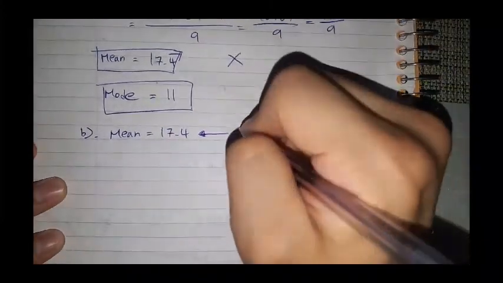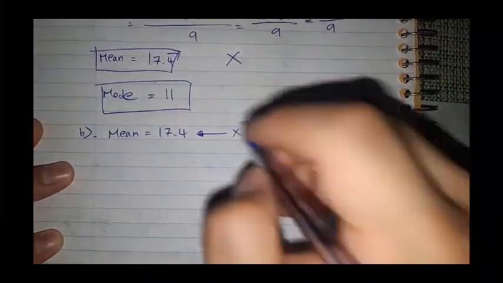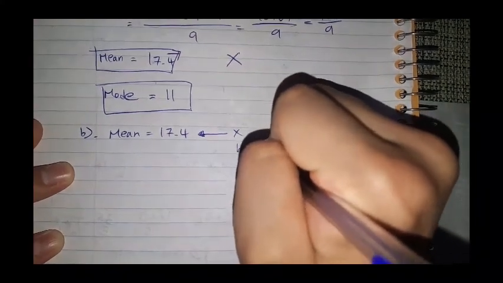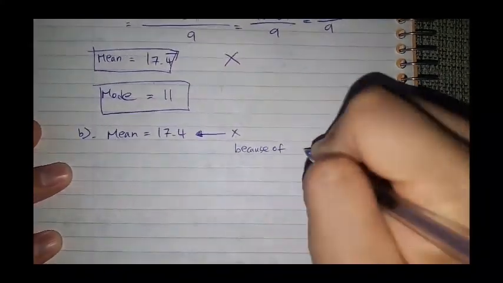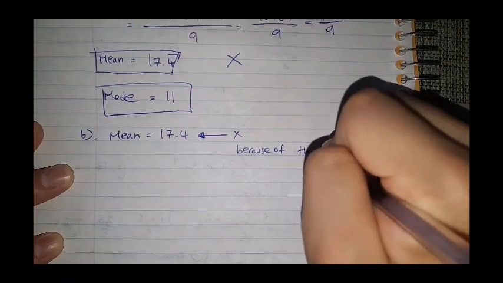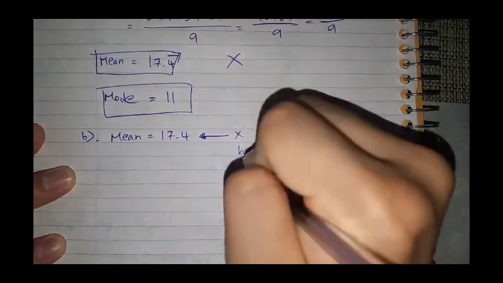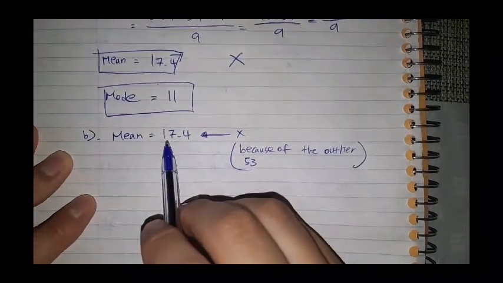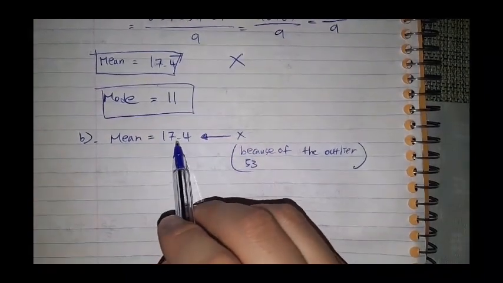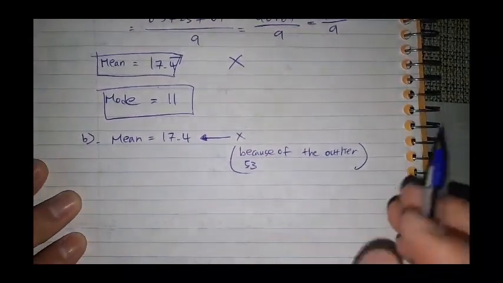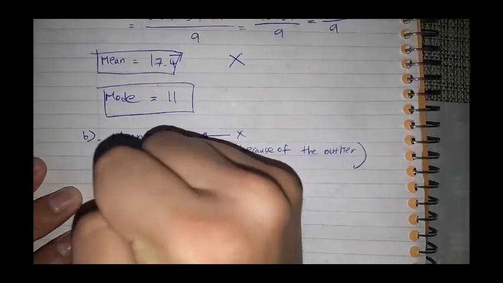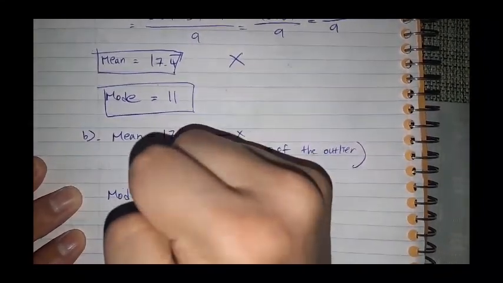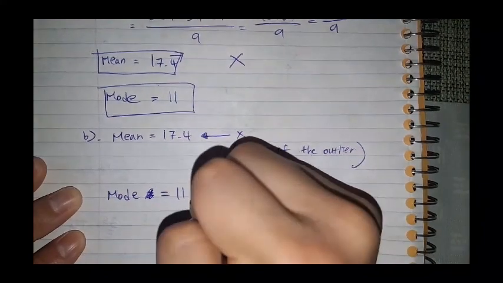So mean, which is equal to 17.4, is not a good method because of the outlier, 53. That 53 basically brings up the average abnormally. So mean may not be the best method.